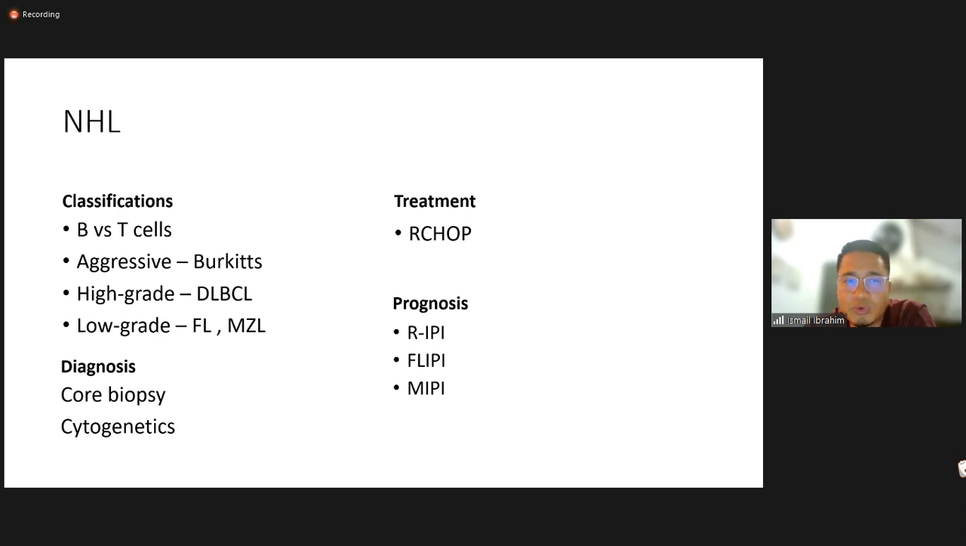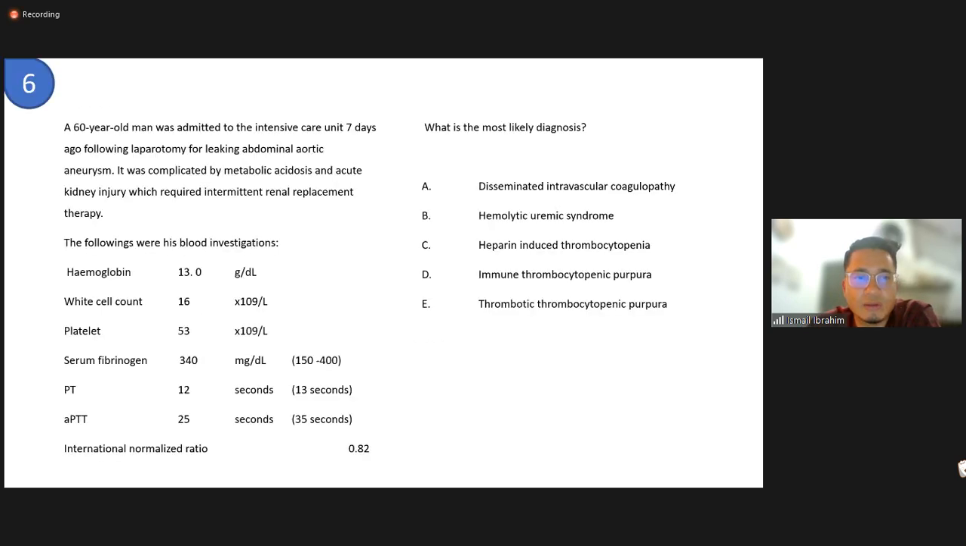So the backbone of non-Hodgkin lymphoma is R-CHOP. It may change a bit in terms of its regimen, adding in something or reducing in something, but the backbone is R-CHOP. There are ways to prognosticate them using different calculations based on the diagnosis.